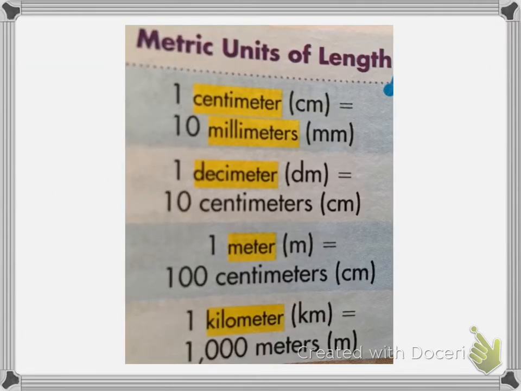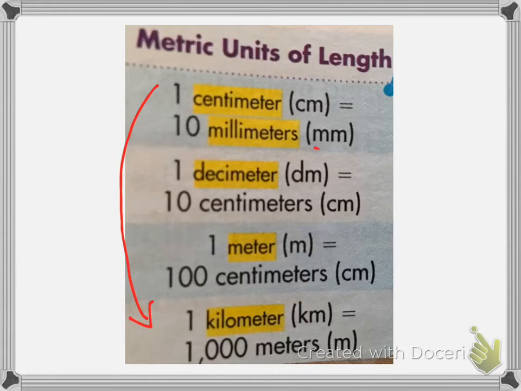Well, here's a chart for the metric units of length. We have 1 centimeter equals 10 millimeters. 1 decimeter is equal to 10 centimeters. And 1 meter is equal to 100 centimeters, and 1 kilometer is equal to 1,000 meters. So the higher we go here, the bigger the number, the bigger the unit of measure.